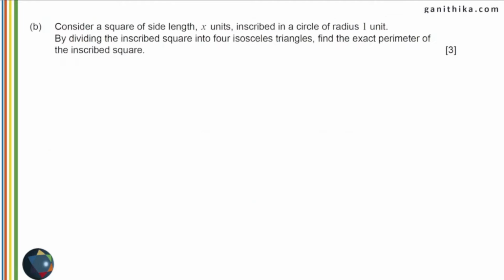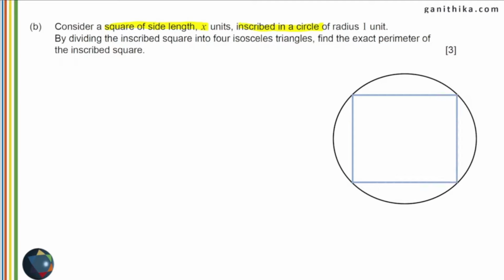Next question is asking you to consider a square of side lengths x units inscribed in a circle of radius 1 unit. Instead of an equilateral triangle, we are going to have a 4-sided polygon, which is a square inscribed in a circle. So, you need to carefully take note of these words. Inscribed in a circle of radius 1 unit, it's going to be a square of x units. So, make a rough sketch of a square inscribed in a circle like this.